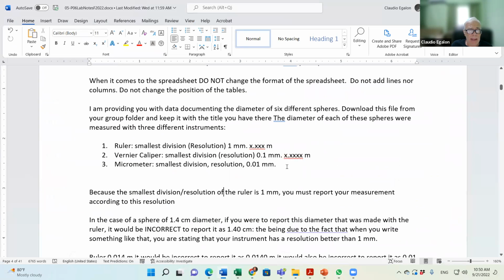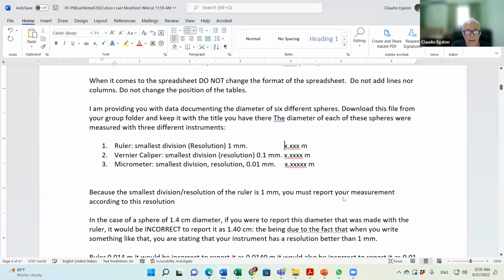And then you finally have the micrometer. The micrometer is another device that we use in the classroom, and it has a resolution that's even better than the resolution of the vernier caliper. So one more decimal place here is 1/100th of a millimeter. Okay, I'm going to put it here, line them up.